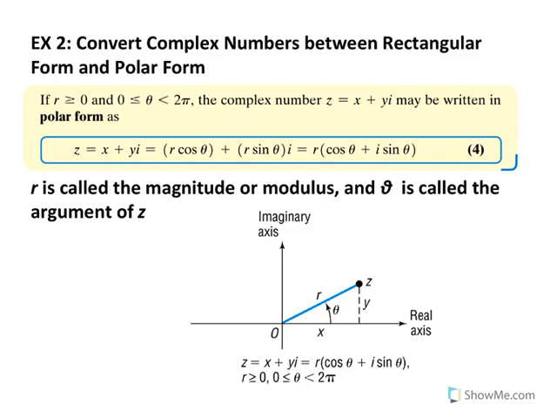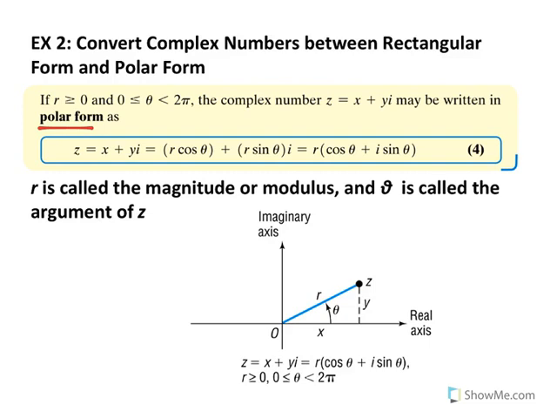So for example 2, we're going to convert complex numbers between rectangular form and polar form, and we're also going to graph. So just really quickly, if r is greater than or equal to 0 and theta is between 0 and 2 pi, the complex number z equals x plus yi may be written in polar form, and you're going to be asked to go from your complex number to a polar form quite a bit in this assignment.